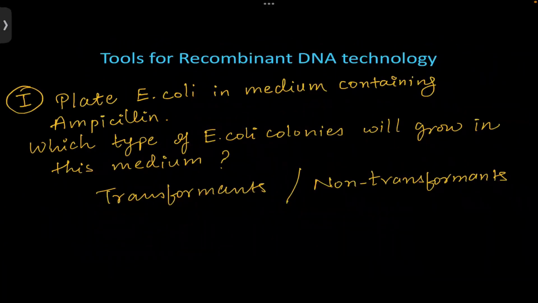So how will you do this? First, plate the transformed E. coli cells, which have the foreign piece of DNA, on a media containing ampicillin. Now let me ask you, what type of E. coli cells will grow on this particular medium? Will the transformants grow, or will the non-transformants grow? Remember the definition of transformants and non-transformants.